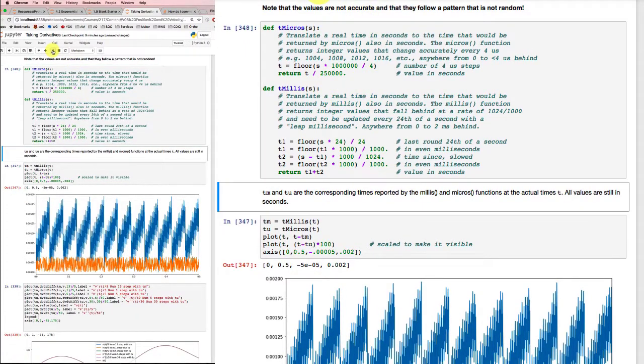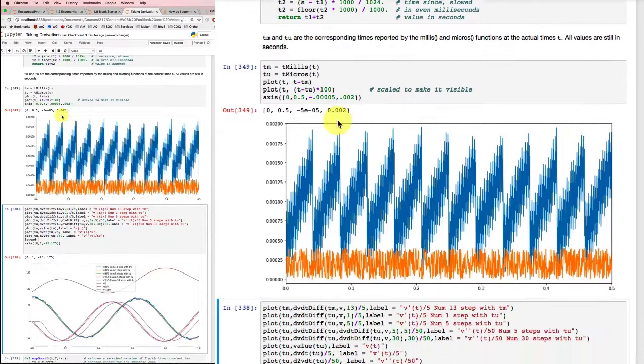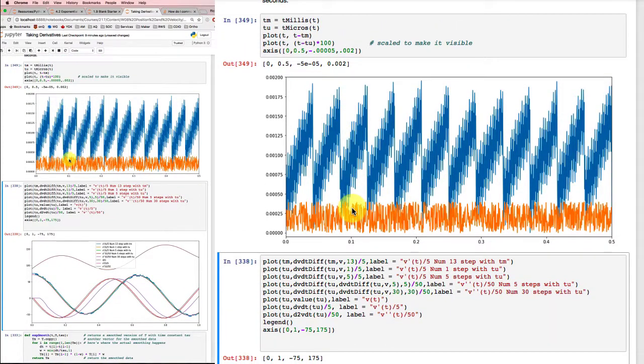I'll run this cell. That just defines those functions. And then I'll run this cell. And sure enough, what do we see here? Well, the time in millis ranges from anywhere from right on time up to almost 2 milliseconds behind. And it varies depending on just when we're checking it. Likewise, the time in microseconds varies from about 0 microseconds behind up to almost 4 microseconds behind. And it also is variable with time and fairly noisy.